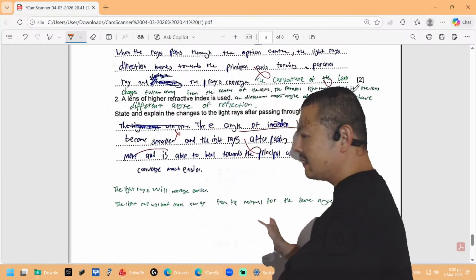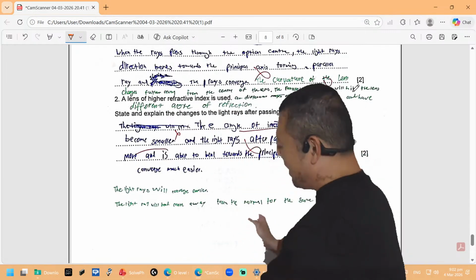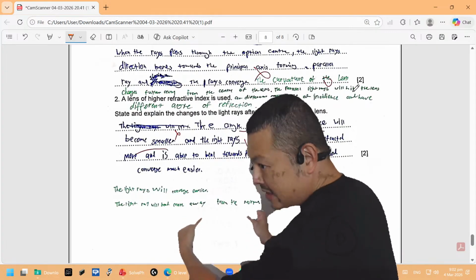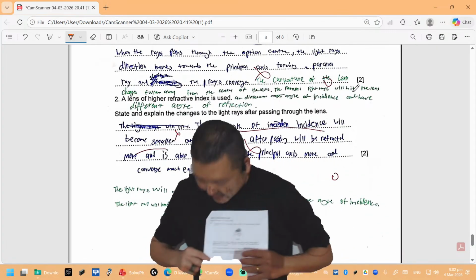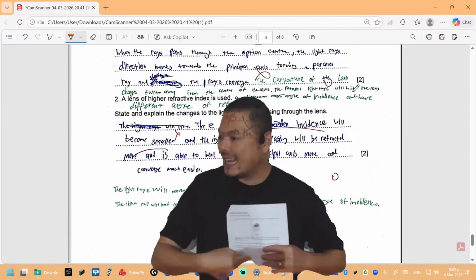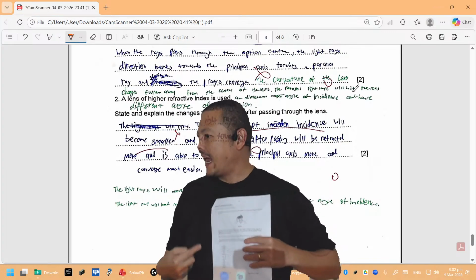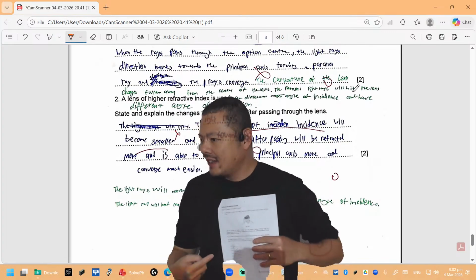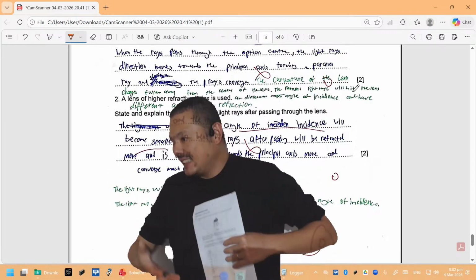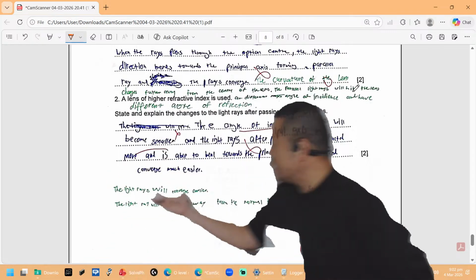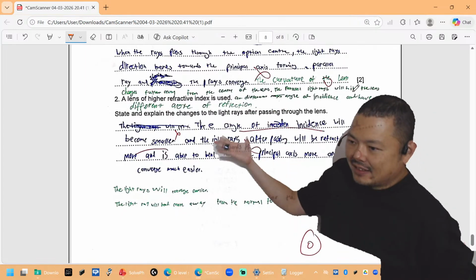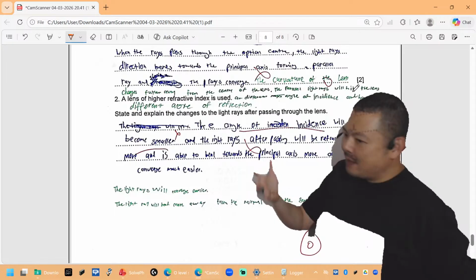I know what you're saying. But you must understand, the light ray had a certain speed outside. It goes into the glass, it slows down. But once it comes out again, it gets back the same speed that it had when it was outside. Yes, it regains speed. But that doesn't matter to this question. The question is asking how it will bend. That was the answer.